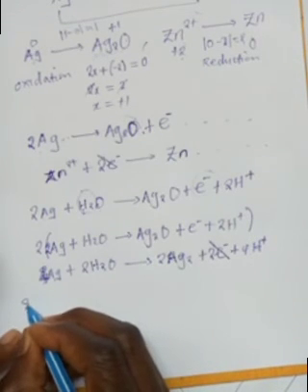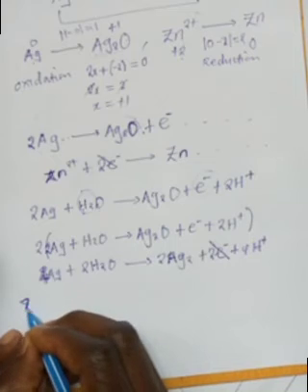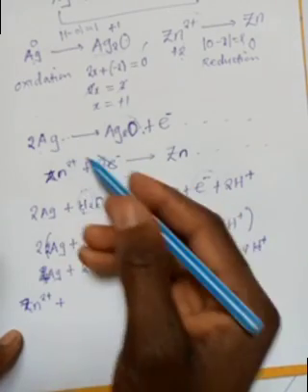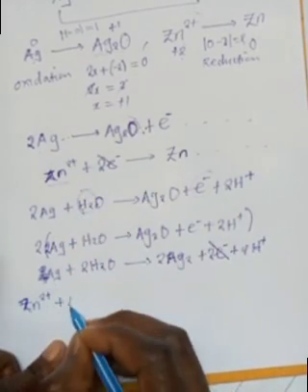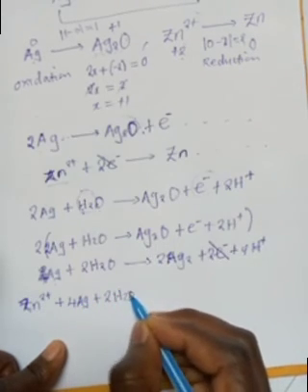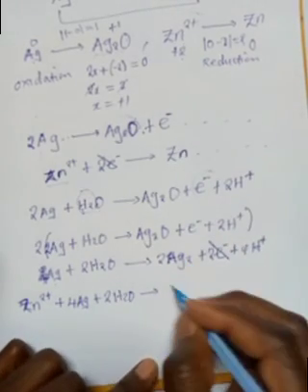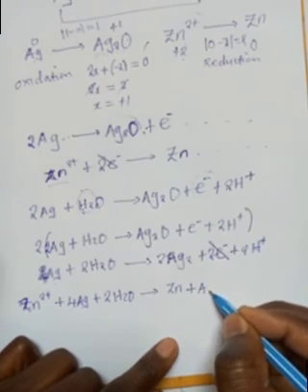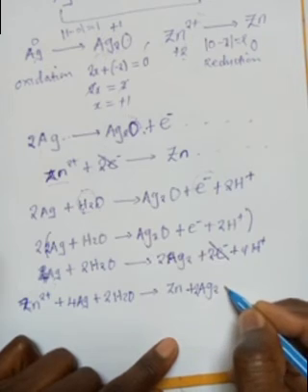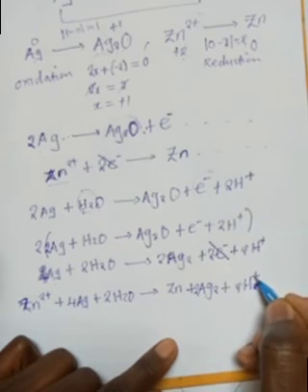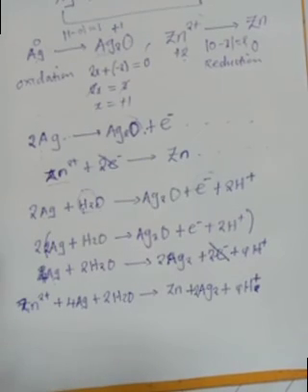So we're going to have Zn2+. Since here we only have this one as part of the reactant, we'll come to this one. Plus 4 Ag plus 2 H2O, giving us, you come here, Zn, zinc, plus 2 Ag2O plus 4H+, like this. So if you check clearly, you're going to understand that this is how we balance in acidic media.